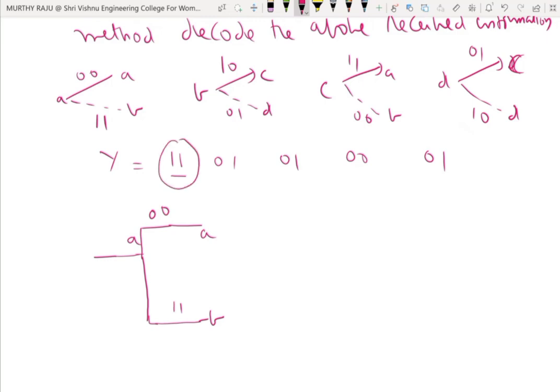Compare this: the received code word of length n bits is 1 1, compared with 0 0. The disagreement count: 1 1 and 0 0 are different, and the Hamming distance between these two is 2. Here 1 1 and this 1 1, both are the same. The Hamming distance is 0. Therefore, the decoder follows this path only, the minimum Hamming distance path.